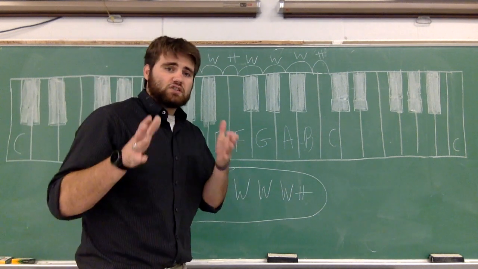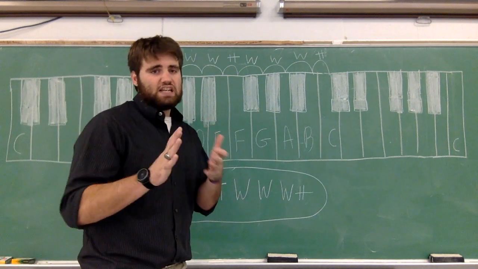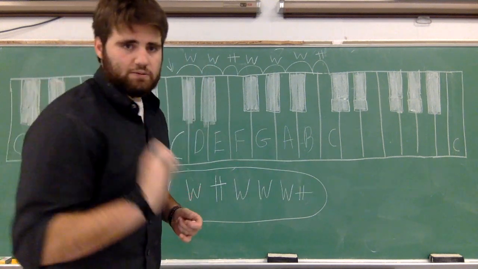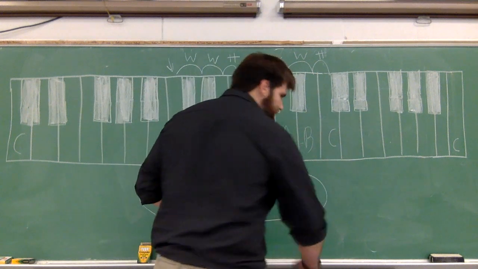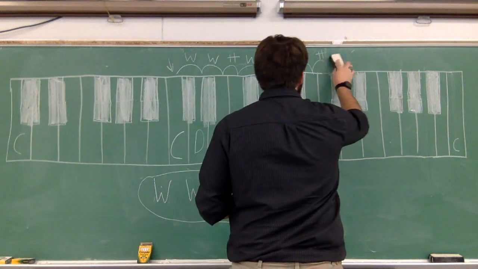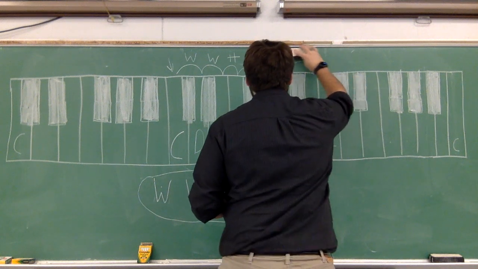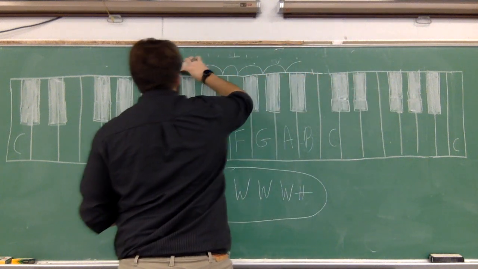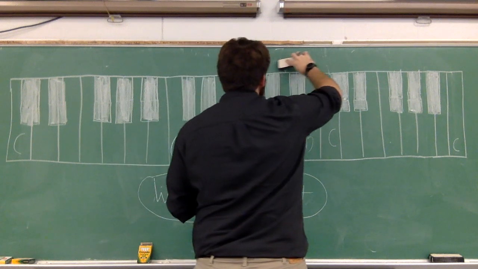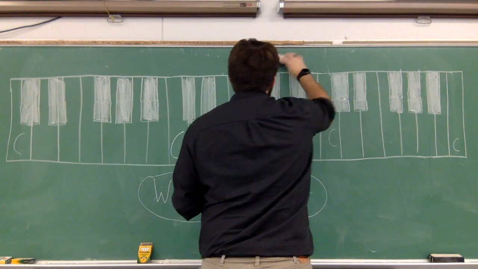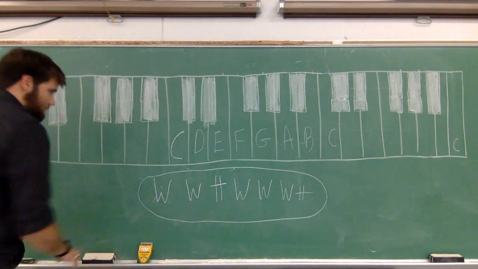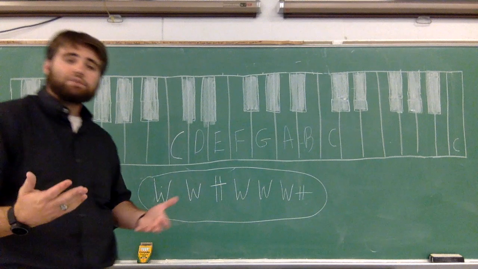So that was the C major scale. Plus I even gave you the note names. We're going to do something different. Let's try the ever so beloved B flat scale. So, first off, we need to find B flat.